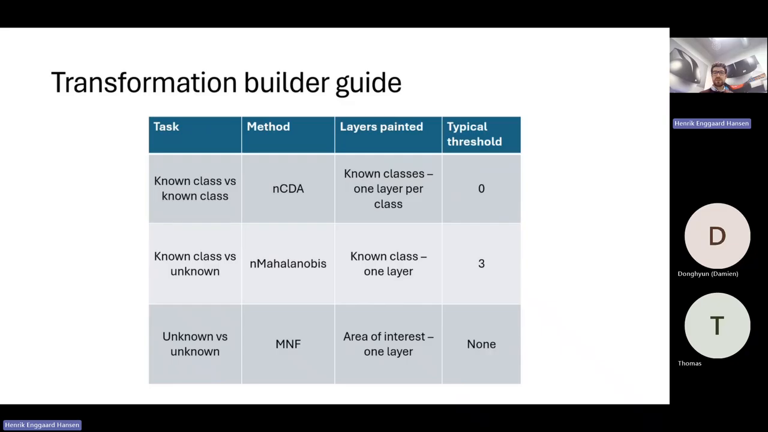And this is also revealed in the thresholding that we typically use when building a segmentation. nCDA splits things around mean 0, and then infinite, plus and minus on other sides. Mahalanobis goes from 0 to infinity, where 0 means that it's very, very close to the known class. And MNF doesn't really have a proper definition of what kind of separations usually make sense.